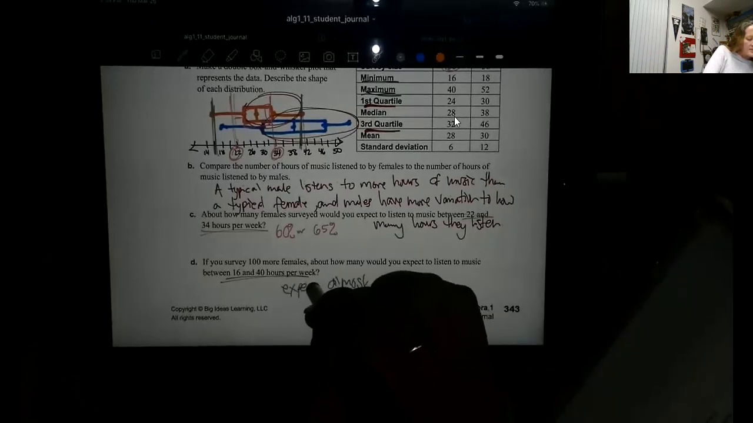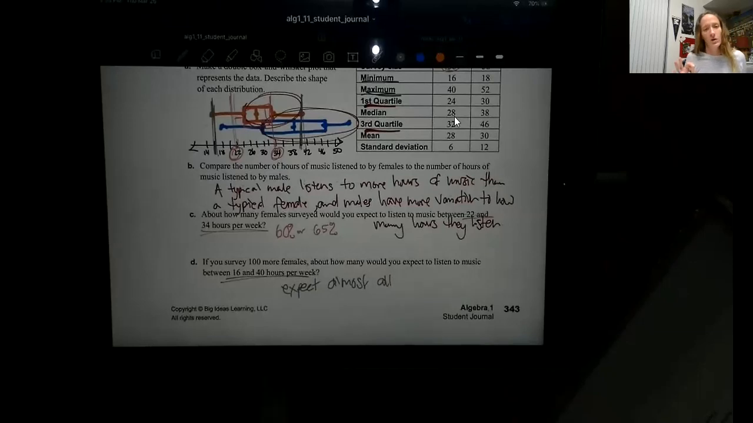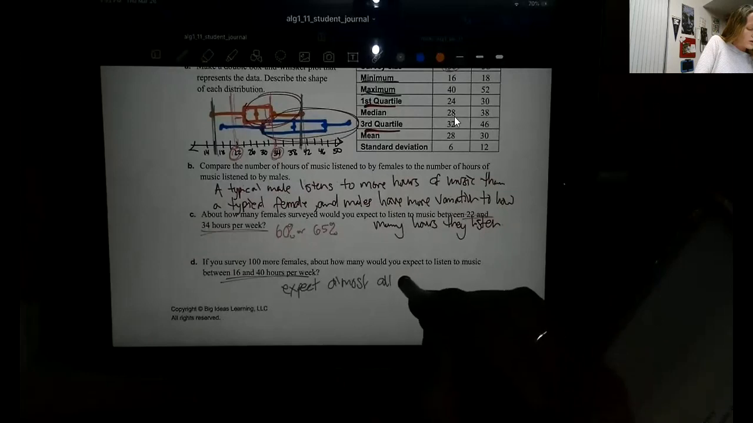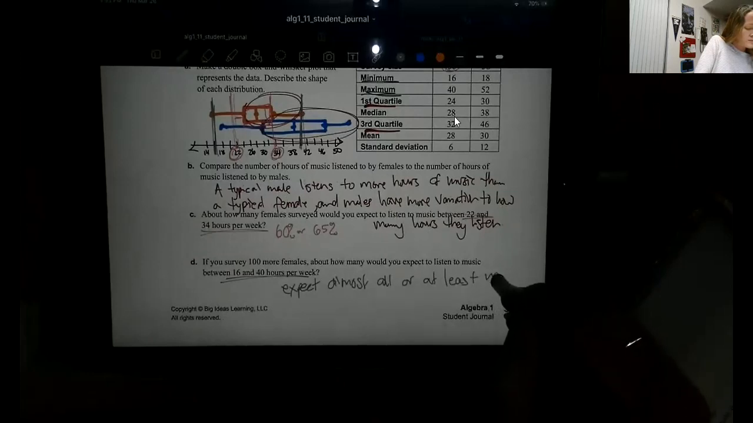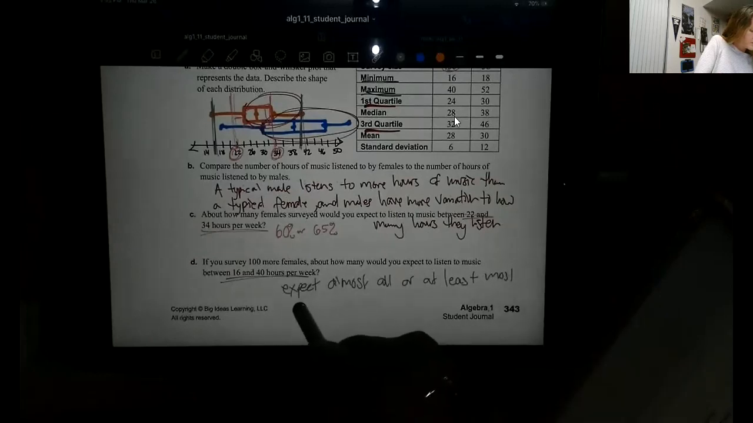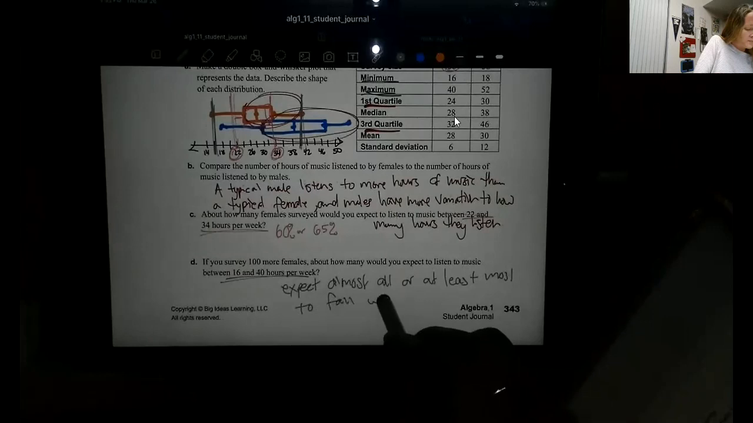Now, we're not saying it's safe to say, from this little sampling of 50, that we know for sure there are no females out there who listen to more than 40. No, that'd be foolish. But we can say we expect almost all, or at least most, to fall within that range.